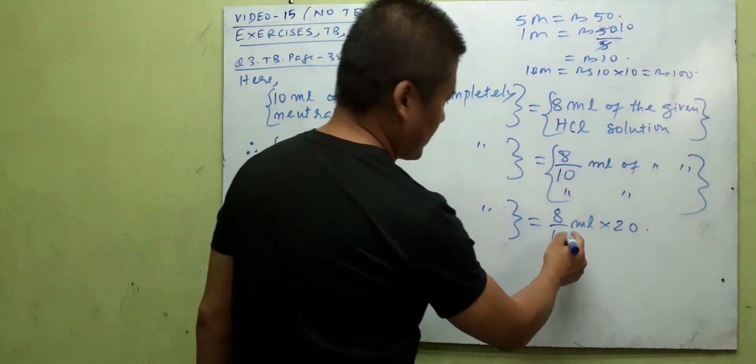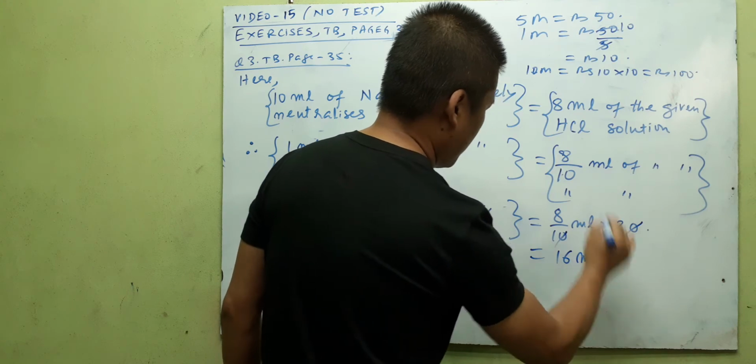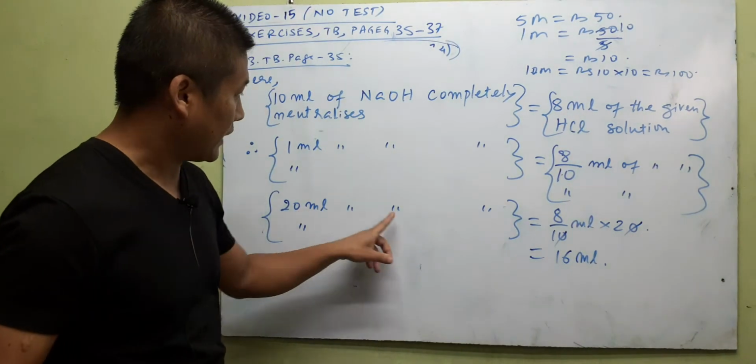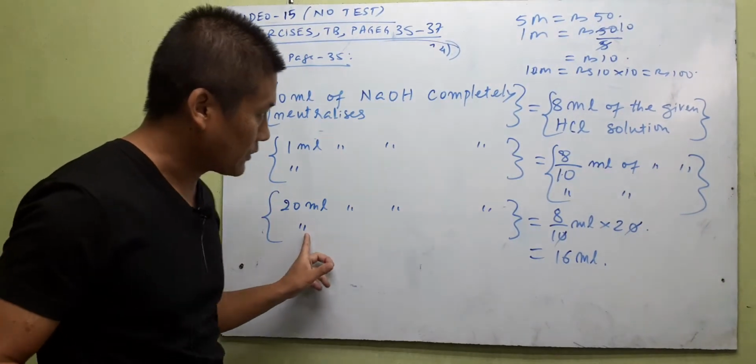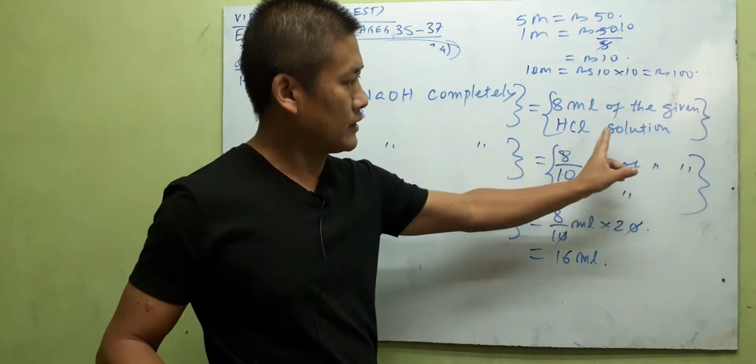So this one here 0 and 0. So 8 twos are 16 ml. So 20 ml of the NaOH sample of this type can neutralize 16 ml of the given HCl solution.